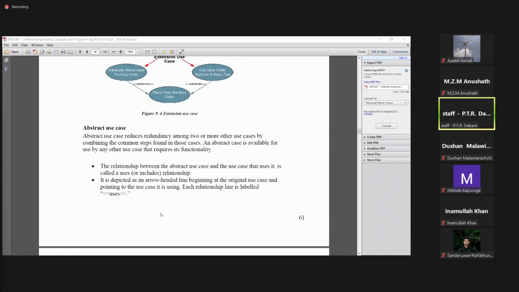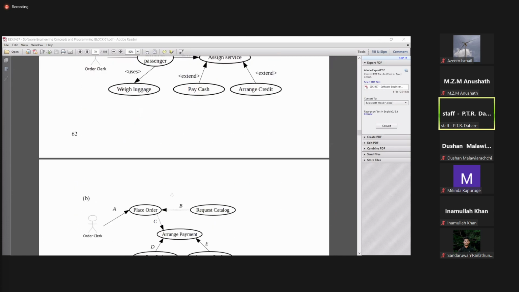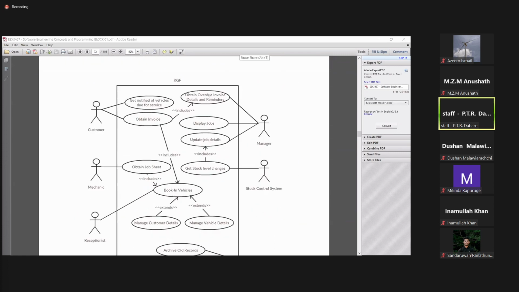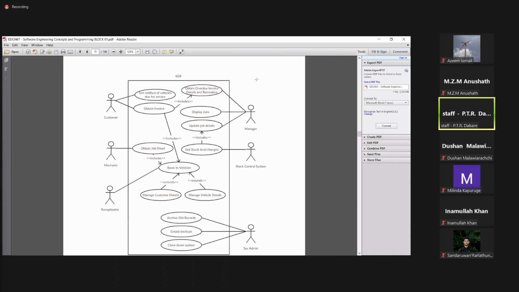I'll show you, before I come to extends and includes, let me show you the Kumudu Garage system use case diagram. See, customer. So you also have the book. No, you can read the book and see the customer should get notified of vehicles due to service. See, it's a function of the system. So it has a link with the customer. Obtain an invoice. It's a link with the customer. Mechanic should obtain a job sheet.